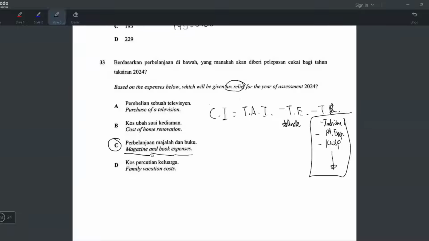You know why the magazine and book expenses are not kira dalam chargeable? It is the same, to encourage masyarakat to read more lah, to encourage a more knowledgeable society. That is why the magazine and book expenses can be minus when finding chargeable income. A, purchase of television, no. Cost of home renovation, no. D, family vacation cost, no. So the answer is C. Okay, so that's all.